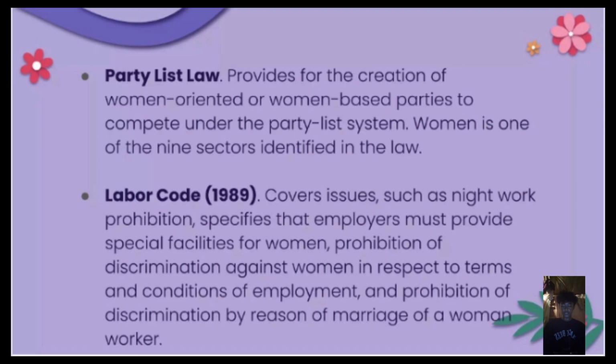The Labor Code of 1989 covers issues such as night work and probation, and specifies that employers must provide special facilities for women, prohibits discrimination against women in respect to terms and conditions of employment, and prohibits discrimination by reason of marriage of a woman worker.